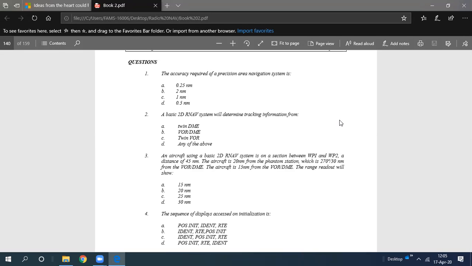Question number 2. A basic 2D RNAV system will determine tracking information from Bravo, VOR DME. That's correct. Absolutely, VOR DME. That's correct.